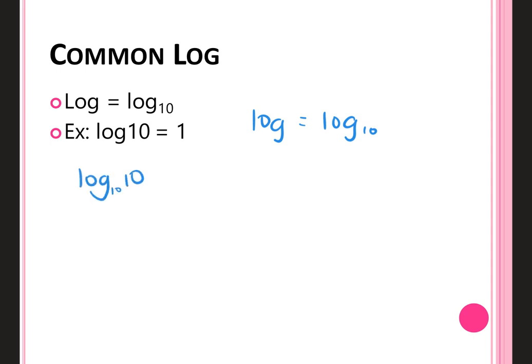And when the base and the number next to it are the same, that would simplify to be 1, because if I didn't know it and I wanted to set it up into an equation form, 10 to the x would equal 10, and 10 is raised to the first power, right? So x would be 1.